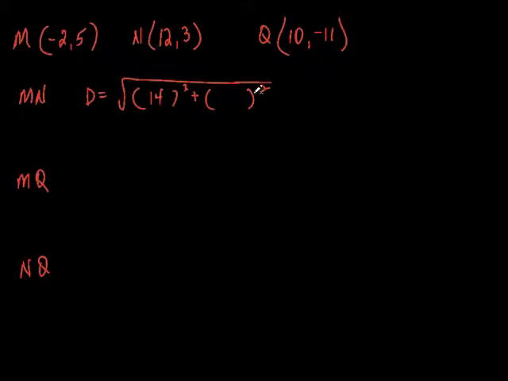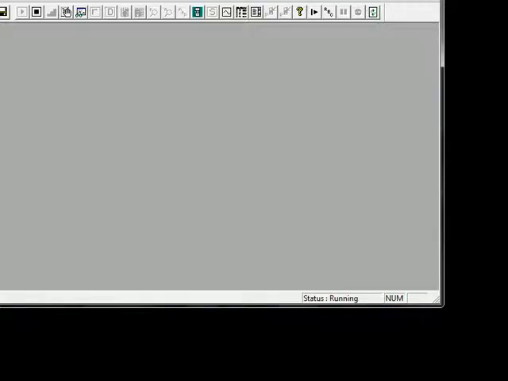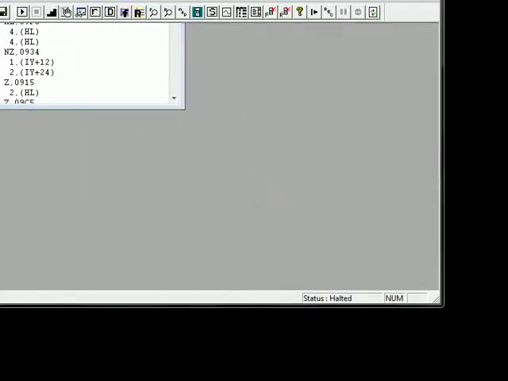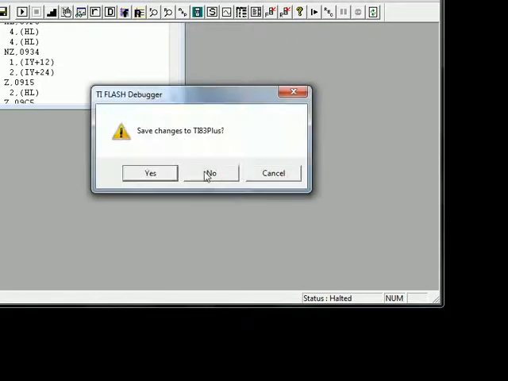So let's do the same thing. Square root, put the parentheses squared, another parentheses squared, plus in between. So we subtract the x's for M and Q. 10 minus negative 2 is 12, isn't it? It's positive 12. And then let's do the y's. Let's go 5 minus negative 11 is 5 plus 11, which is 16.